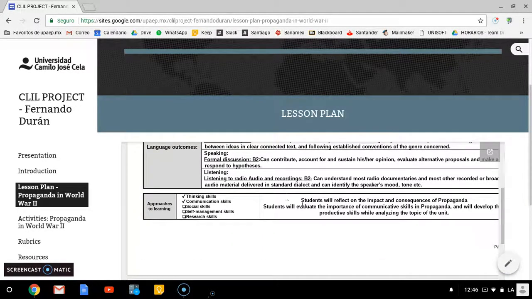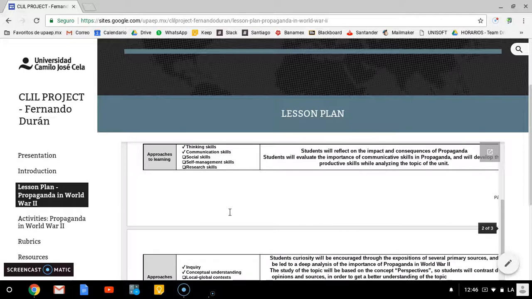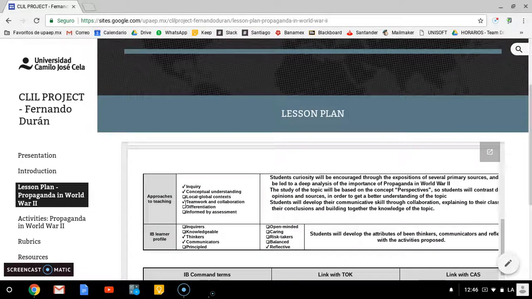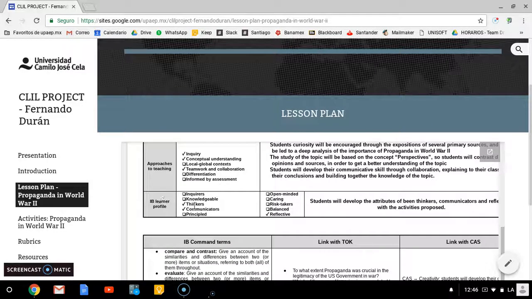Approaches to learning. In this class, we are trying to help the students develop thinking and communication skills, with approaches to teaching based on inquiry, conceptual understanding, and teamwork and collaboration. At the end, we have the IB learner profile.